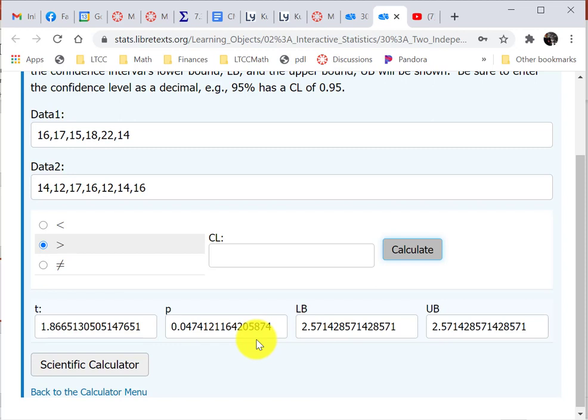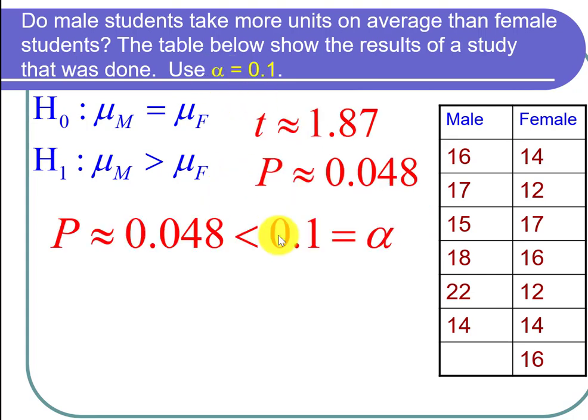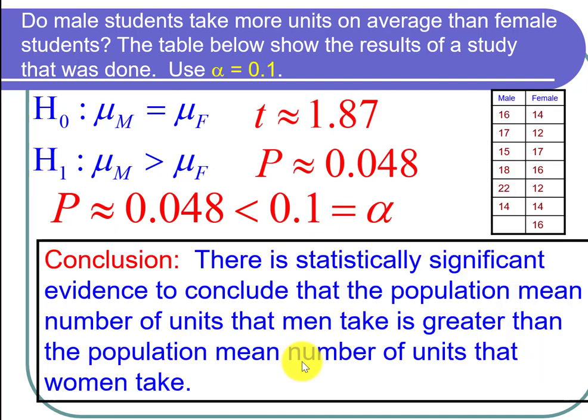So now let's interpret what our results tell us. All right, we have the test statistic, t about equal to 1.87, and the p-value was about equal to 0.048. The important thing is we're comparing the p-value with our level of significance. And notice that 0.048 is less than alpha, which is 0.1. And because of that, I actually get to reject the null hypothesis, and I can state my conclusion.